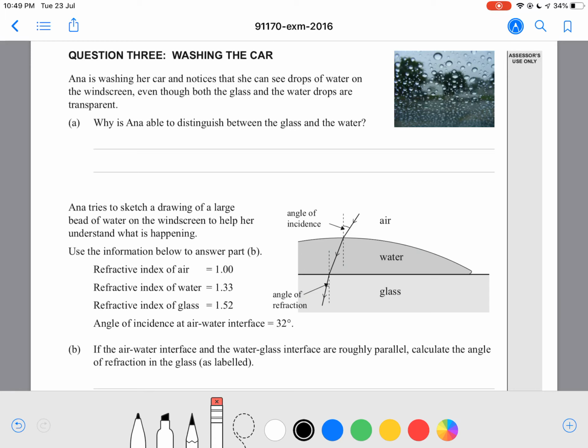Anna is washing her car and notices she can see drops of water on her windscreen, even though both the glass and the water drops are transparent. Why is Anna able to distinguish between the glass and the water?